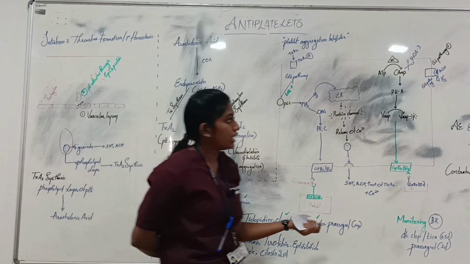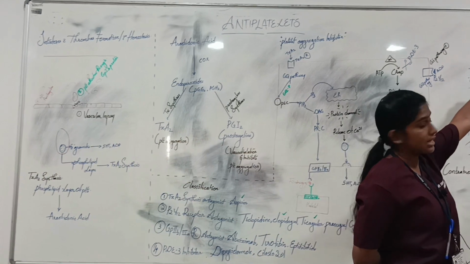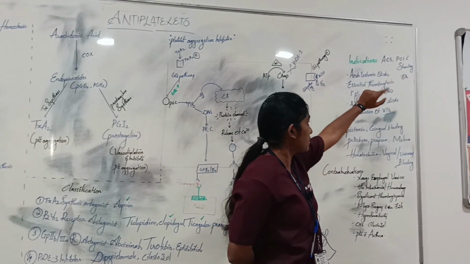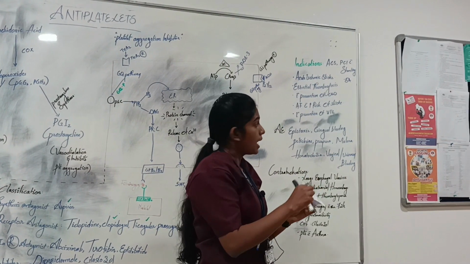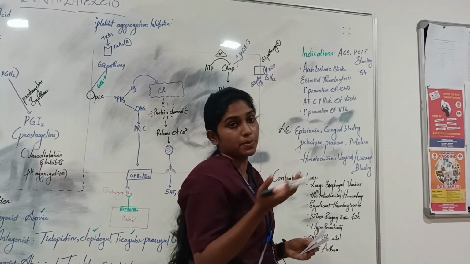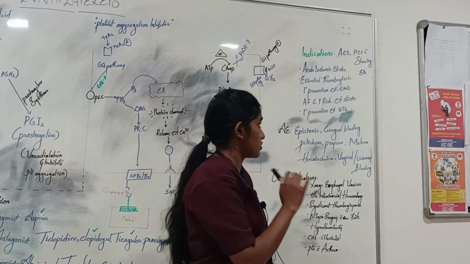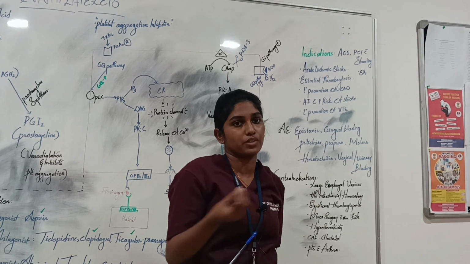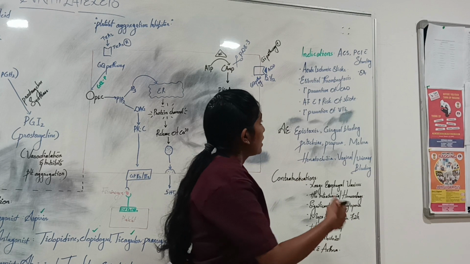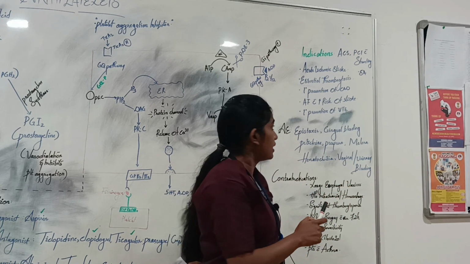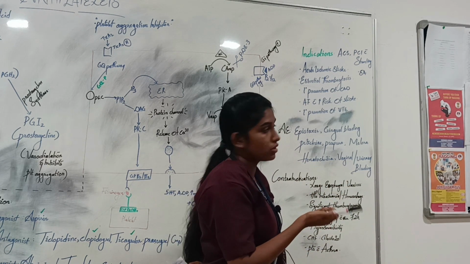Now coming to the indications, we have ACS, that is acute coronary syndrome. It will be used for that. PCI, that is post-percutaneous coronary intervention. That is a procedure which will remove the plaque or clot, using stenting. Then you can use it for stable angina. Then acute ischemic stroke also you can use it.